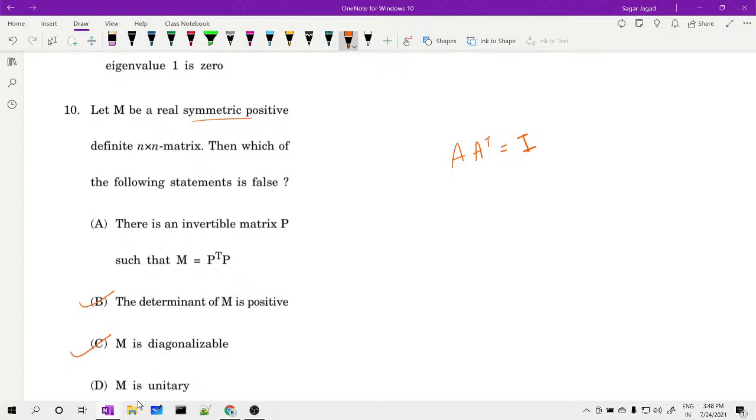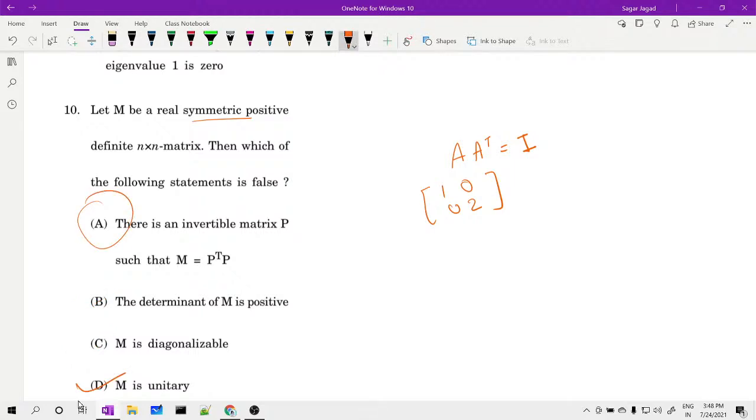It may not be true. There is an invertible matrix P such that M is equal to P transpose P. Why is it so? Look, I feel this is false. It may not be unitary. For example, suppose I give you some other matrix like 1, 2. This is a real symmetric matrix which is positive definite, which is not a unitary matrix. So this is false for sure, right? So the correct option is D.